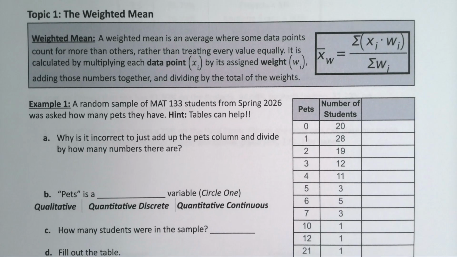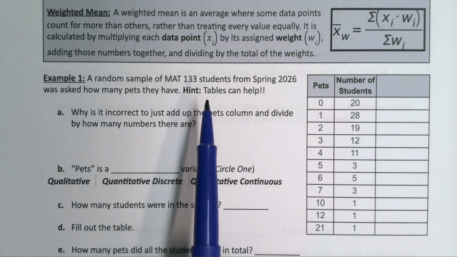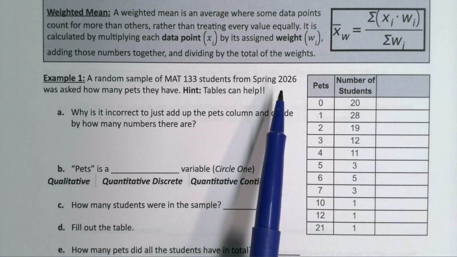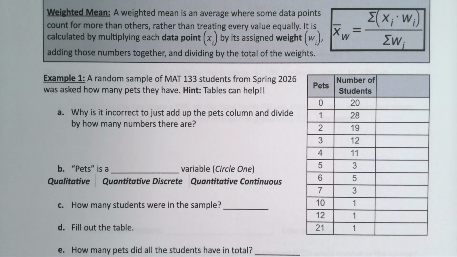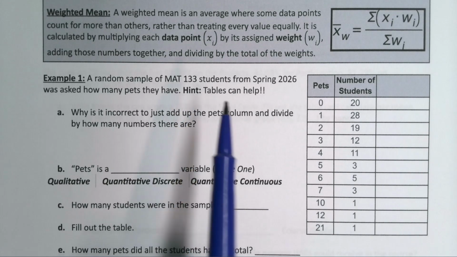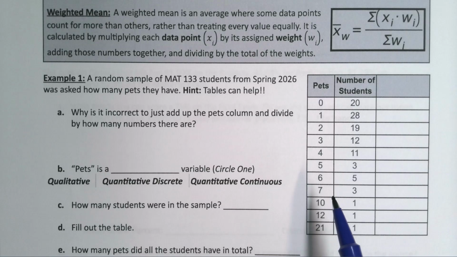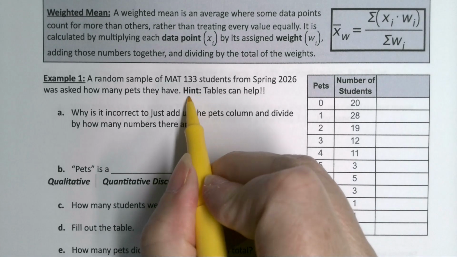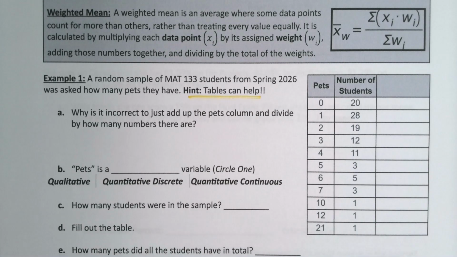So let's look at an example. We have a random sample of Math 133 students from spring 2026, and they were asked how many pets they have. You might have been asked the same at the beginning of your semester. Now, writing out all the answers in a table can really help with this. So let me give that a little highlight here. Okay, so it's all written to a table.